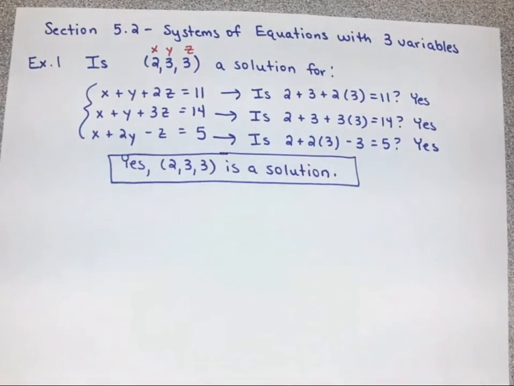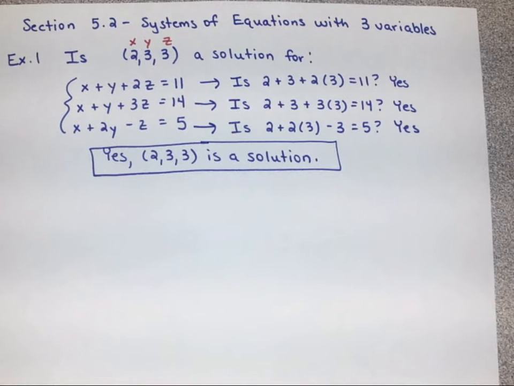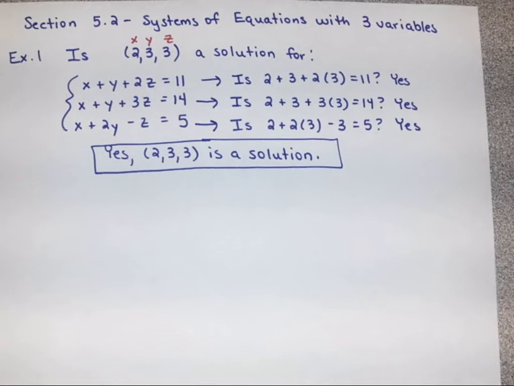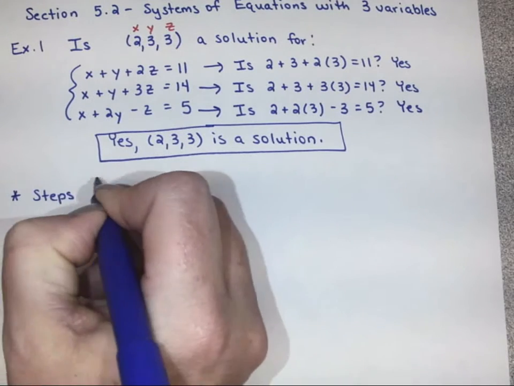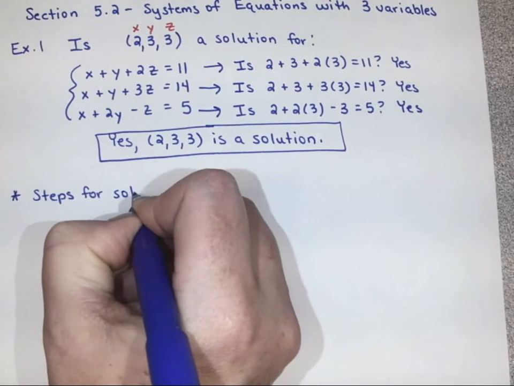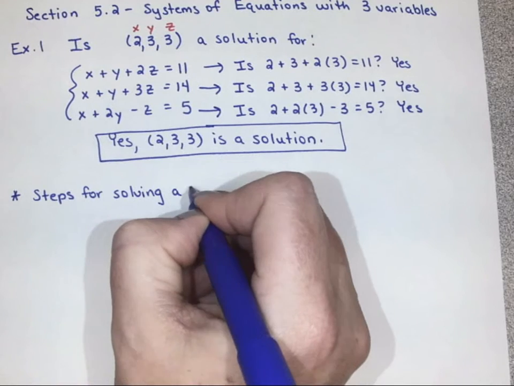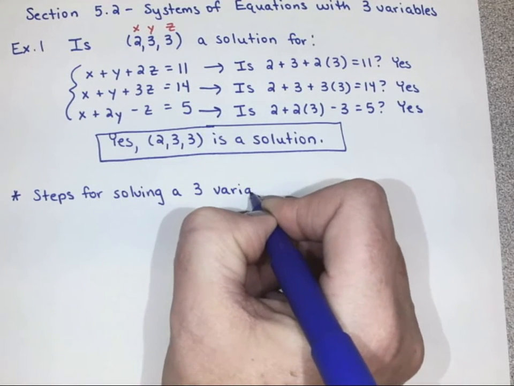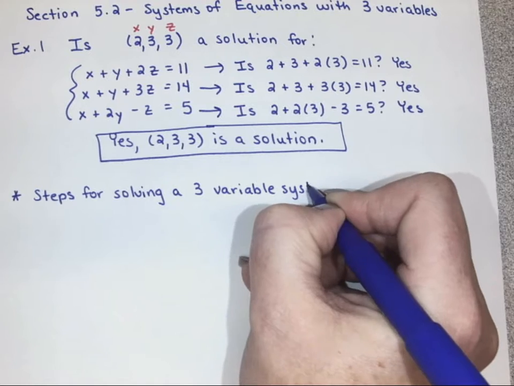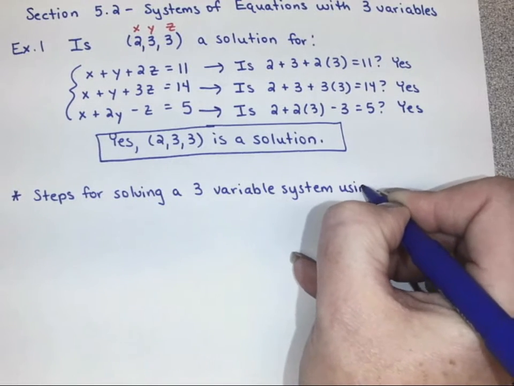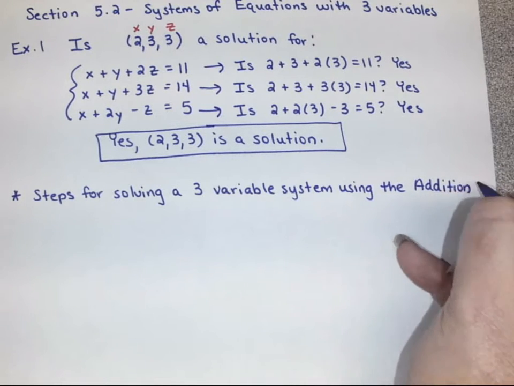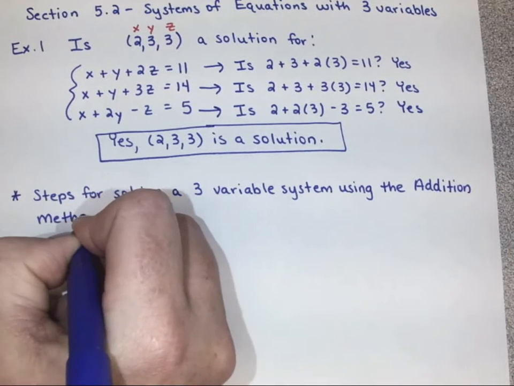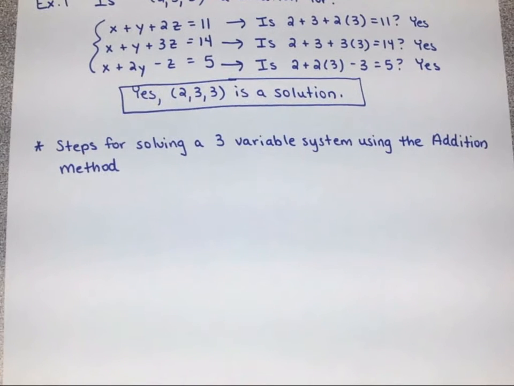So for something to be a solution, it's going to have to be a solution for all of them, just like it was for 2 variables. So if you skated through the 2 variable systems, I just want you to take a pause and make sure you understand the concept enough to switch it to 3 variables now. So the steps for solving a 3 variable system, I'm going to use the addition method. I do the addition method because it's usually the preferred method of the 2 I already taught you anyway.